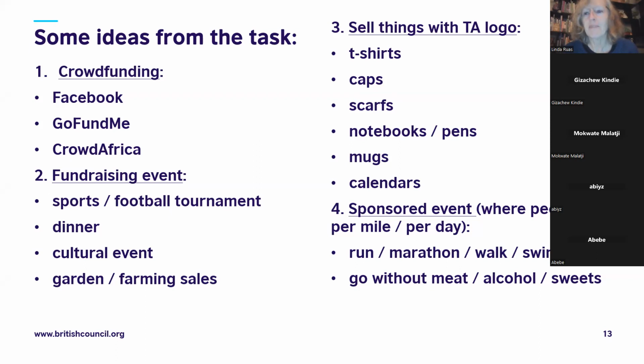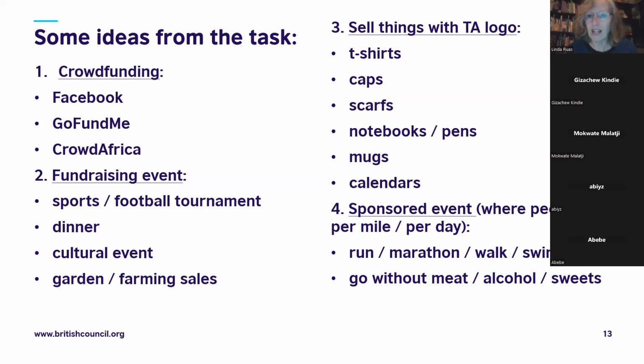Merchandise, number 3. Yeah, t-shirt with logo on, caps, scarves, notebooks, pens, mugs, calendars, anything else you think people might need. Calendars are good because you can make them online, and you can do them with visuals, for example, with a template and just print them off.